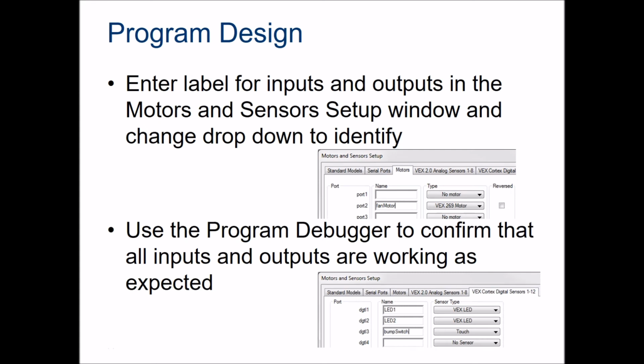Okay, so now in order for your program to work, you've got to make sure that everything is labeled correctly. So like it says here, you enter the labels for all the inputs and outputs in the motors and sensors setup window, and then change the drop down to identify. So in this case, if you actually plug a fan motor into port 2 on the Cortex, then that's just one of the motors. Okay, we call it fan motor because why? It's a motor. We're going to hook it up to our fan.